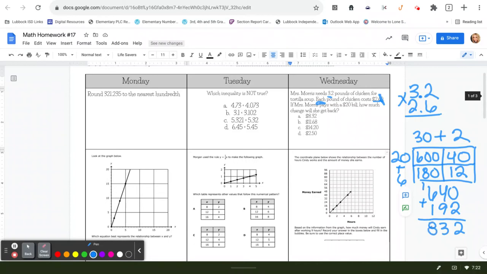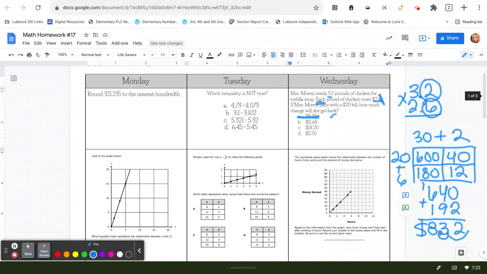Okay, we're not done. We need to place our decimal. 1, 2, 1, 2. A bunch of you are going to pick answer option A. That is not the answer. We're not finished. It's not asking how much Mrs. Morris spent on chicken. It's asking how much change she will get back if she pays with a $20 bill.